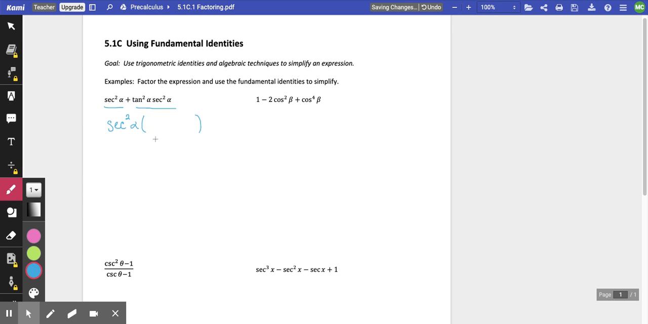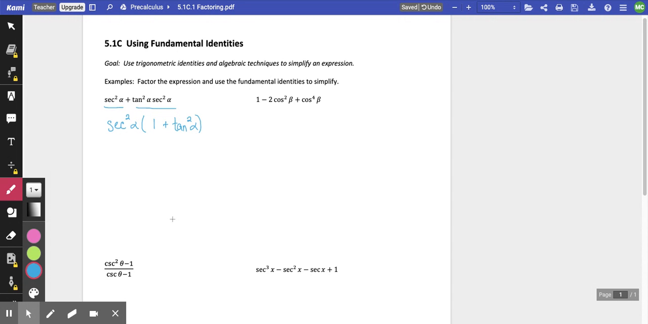So then I have to figure out what belongs in the parentheses. So what times secant squared of alpha would give me secant squared of alpha, that first term? That would just be a 1. And then what times secant squared of alpha would give me tangent squared alpha secant squared alpha? Well, that would be tangent squared alpha.